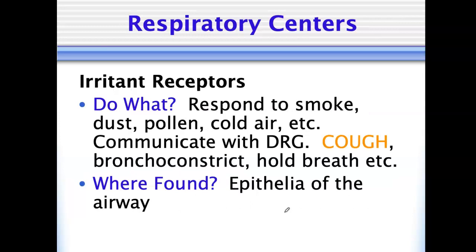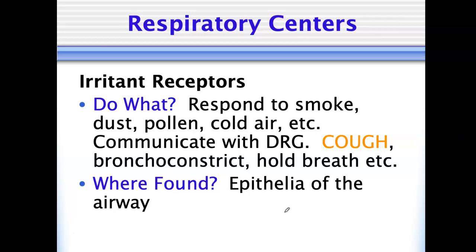Irritant receptors, I mentioned. What do they do? Well, they respond to nasty stuff, to smoke, to dust, to pollen, actually to cold air also. You know that someone with asthma is out in the cold air and they start coughing. So they communicate with the dorsal respiratory group, which is found on the medulla. And you can cough, you can bronchoconstrict to stop more of this coming in, you can hold your breath. All these are reactions to those irritants.